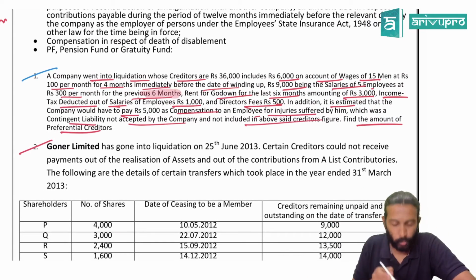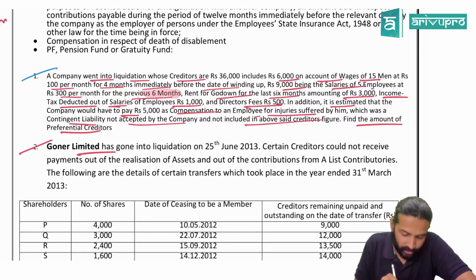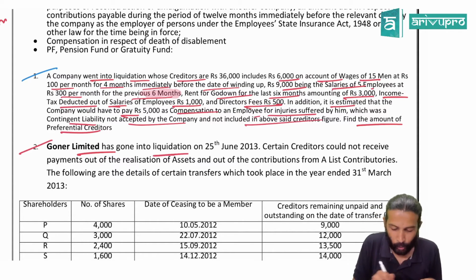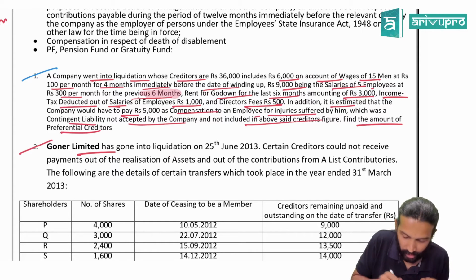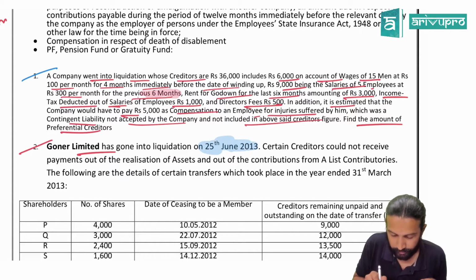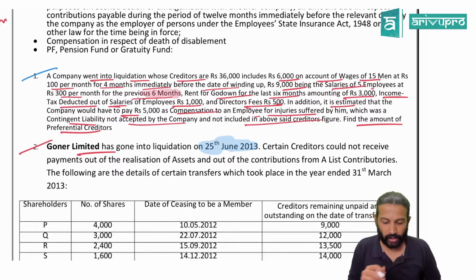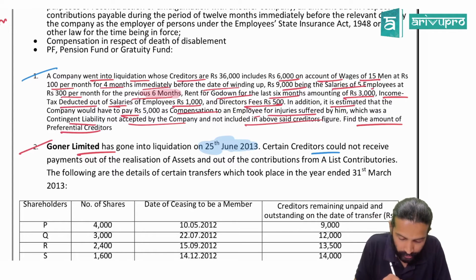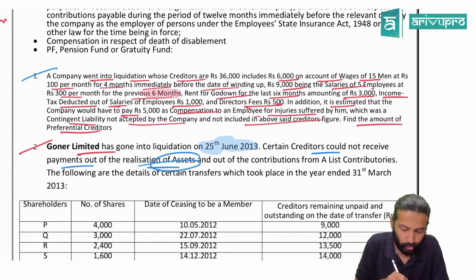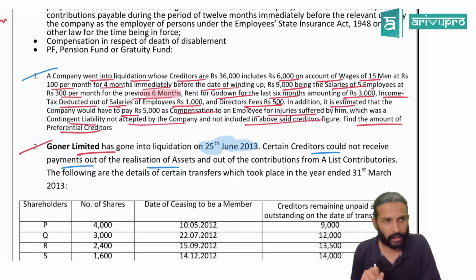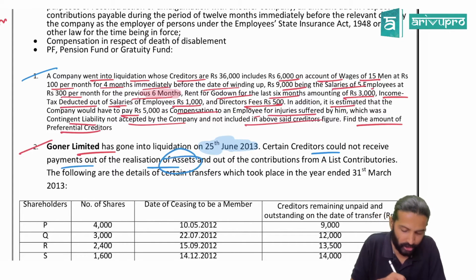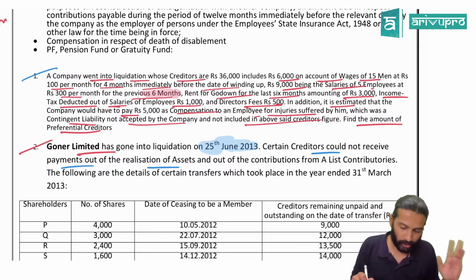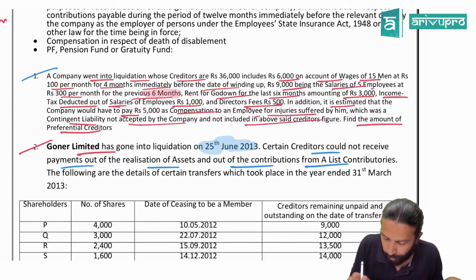Question number 2. Goner Limited. Nice name. The company is only gone. Goner Limited has gone into liquidation on 25th June. Underline that date. Certain creditors could not receive the payments out of realization of assets. That means, do we have enough assets or do we have a shortage? We have a shortage. And out of the contribution from List A contributories.